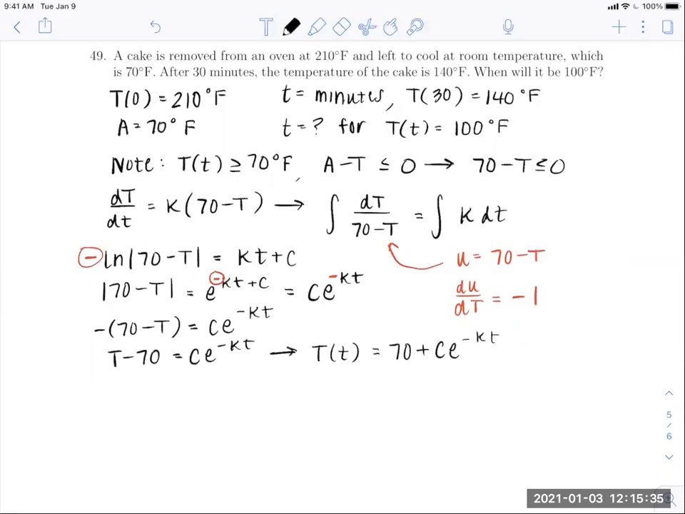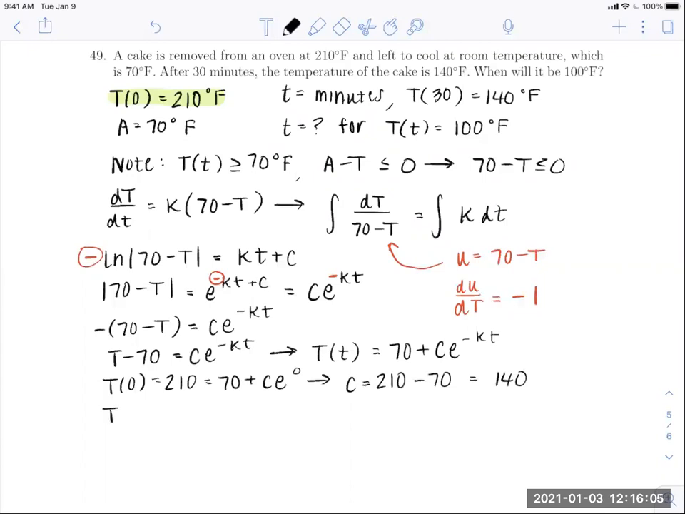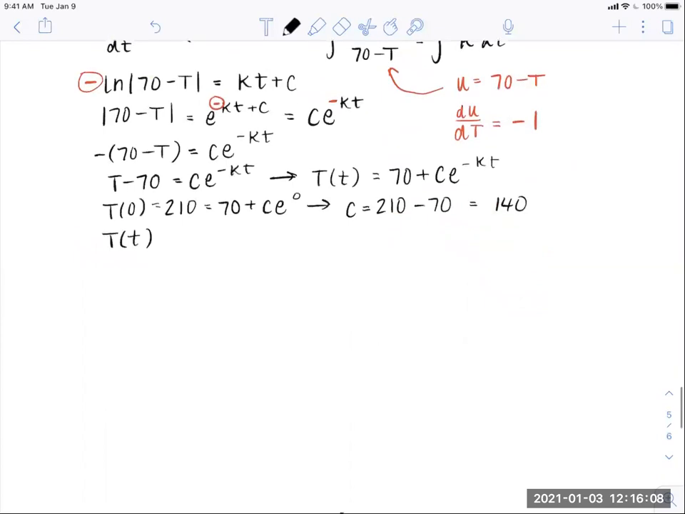All right, so now let's look back up to our initial conditions here. I have the temperature at time 0. T of 0 is 210. So that would be 70 plus c e to the 0. So in other words here, we're able to solve for c. C is going to equal 140. So c is 210 minus 70, 140. All right, so let's plug that in. T of t is 70 plus 140 e to the negative kt.